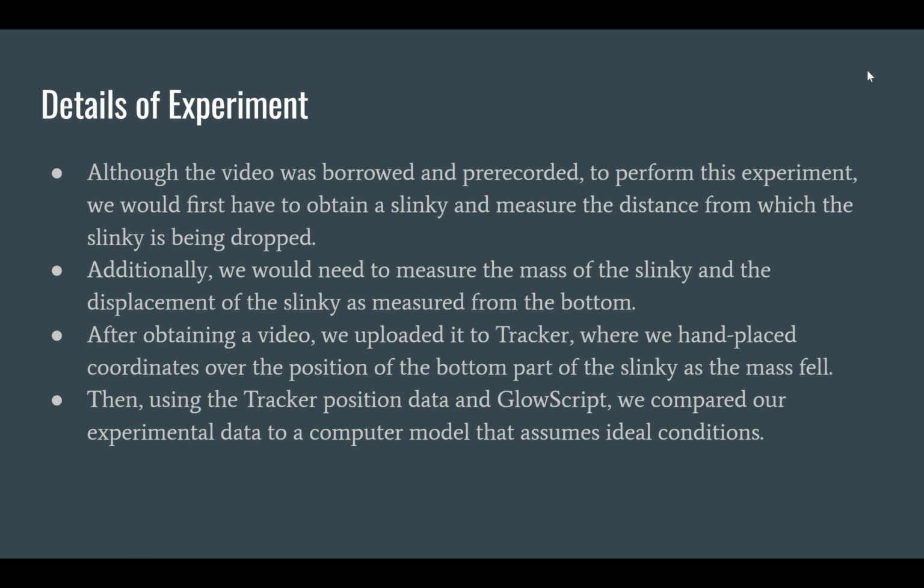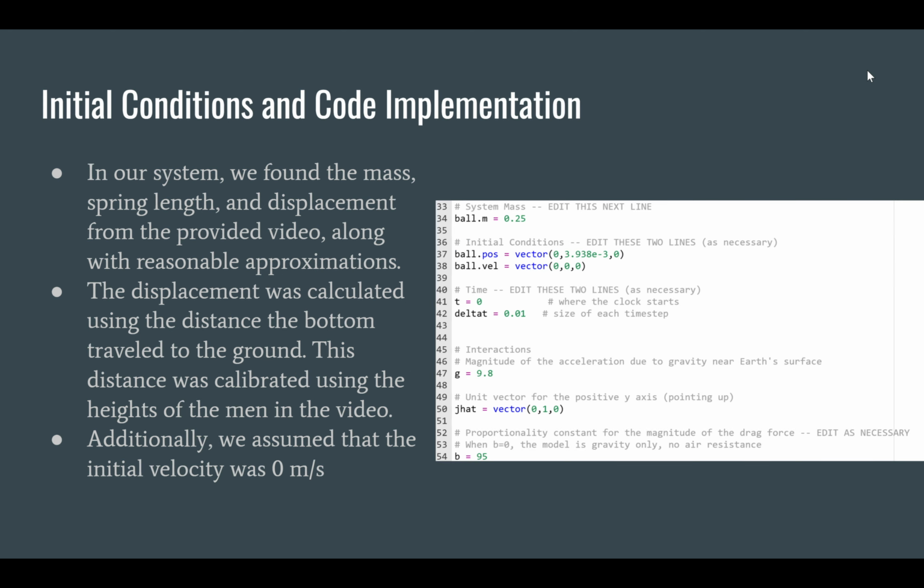Although the video was borrowed or pre-recorded, to perform this experiment we would first have to obtain a Slinky and measure the distance from which the Slinky was being dropped. Additionally, we would need to measure the mass of the Slinky and the displacement of the Slinky as measured from the bottom. After obtaining a video, we uploaded it to Tracker, where we hand-placed coordinates over the position of the bottom part of the Slinky as the mass fell. Then, using Tracker and GlowScript, we compared our experimental data to a computer model that assumes ideal conditions.